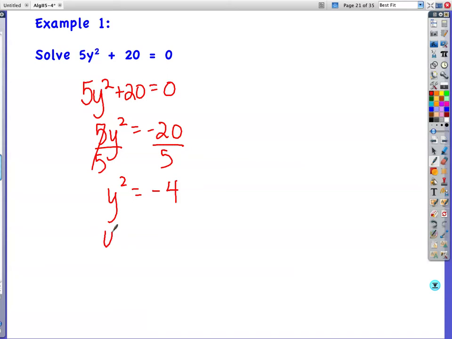So we go back to our, how do you undo a square? You undo a square by finding the square root. Okay? And this little 2 is a clue for you that you have two answers, the positive and the negative. So now we have y equals plus or minus, and now we have an imaginary number coming out. We have 2i. That's basically the brunt of it right there.